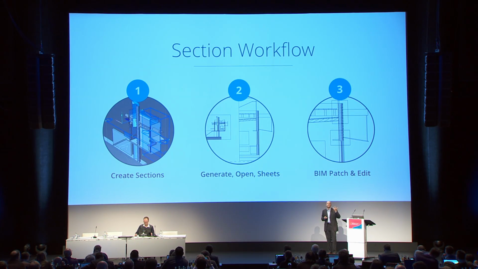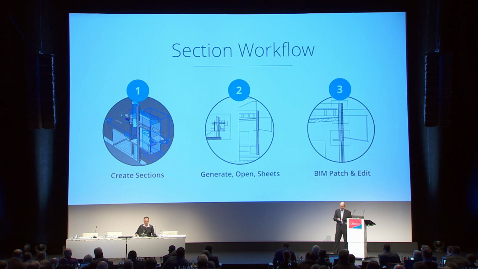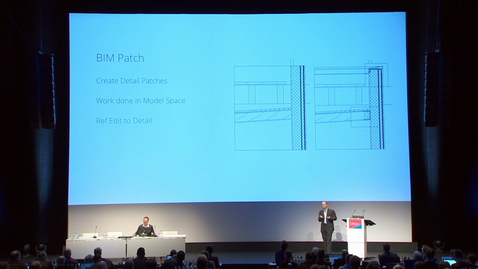So the 3 main pieces of this are creating the sections. You can generate the sections, and the commands are generate and open, and that creates layouts, and we'll show how you can bring multiple BIM sections into the same layout. Then you can use the BIM patch command, which we'll show, to create the details and how you can edit that, and how even if you adjust the BIM, those details are moving with it. And BIM patch just allows you to focus where you want to have detail on the model.